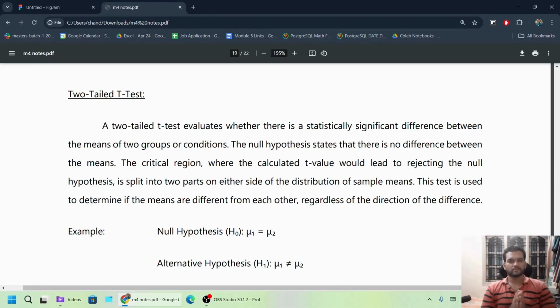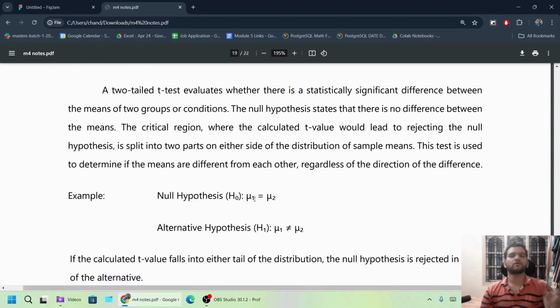where the critical region of the t-value that would lead to rejecting the null hypothesis is split into two parts, one on either side. This test is used to check if the means are different from each other, regardless of the direction of the difference, where our null hypothesis is mu1 is equal to mu2, and the alternative hypothesis is mu1 is not equal to mu2.